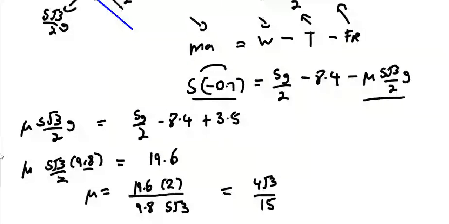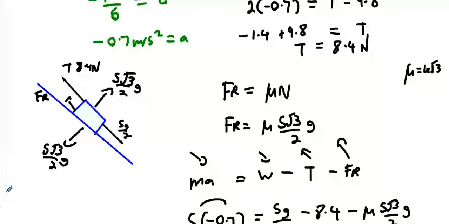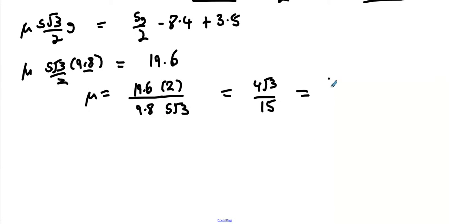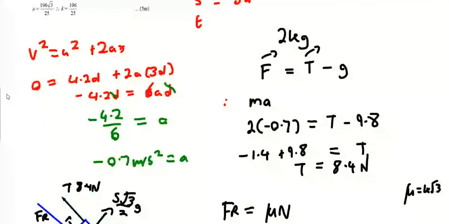Okay, and we said at the very top that it's k root 3. Mu equals k root 3, and this implies that k must equal 4 over 15. And we're done. Don't make decimal errors. Makes things a lot harder.